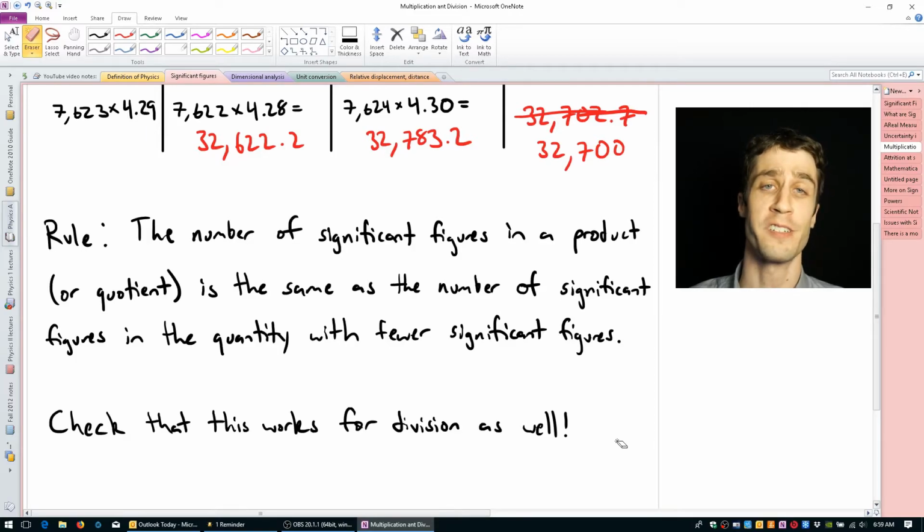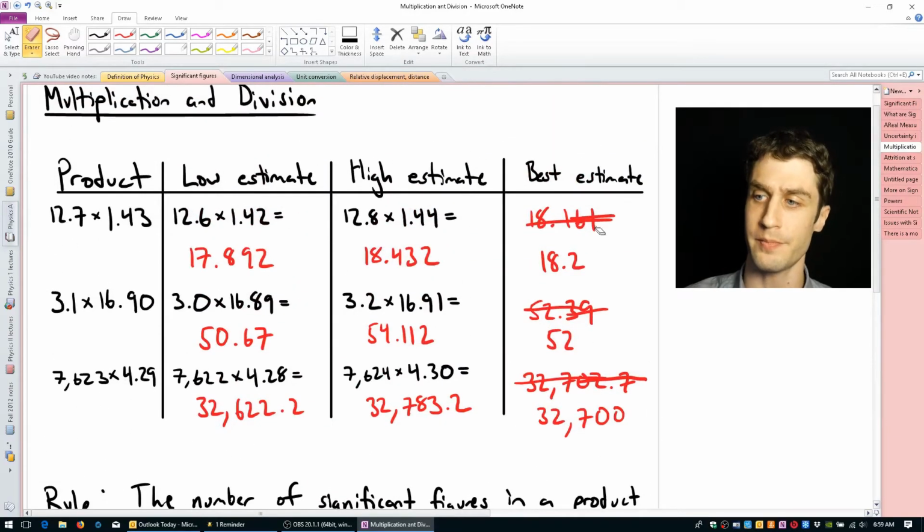So check that this works for division as well. I'm just stating that it does, but you don't have to take my word for it. Draw a table if you want and go through the same process with some numbers that you pick off the top of your head, making sure to specify how many significant figures each one of them has.